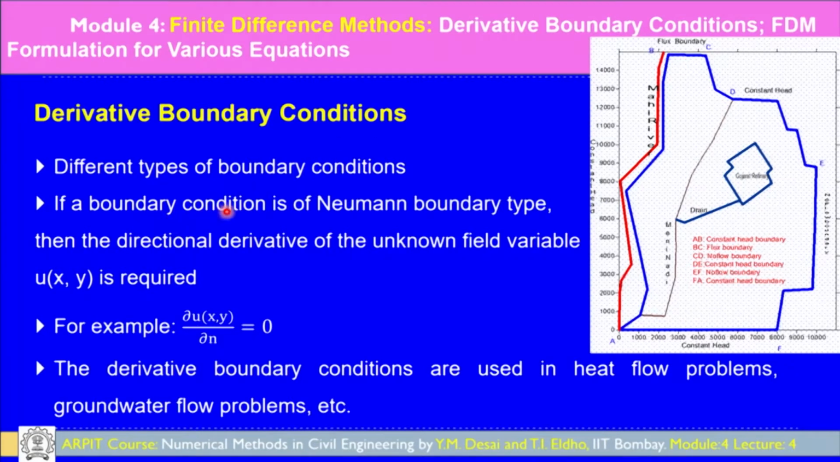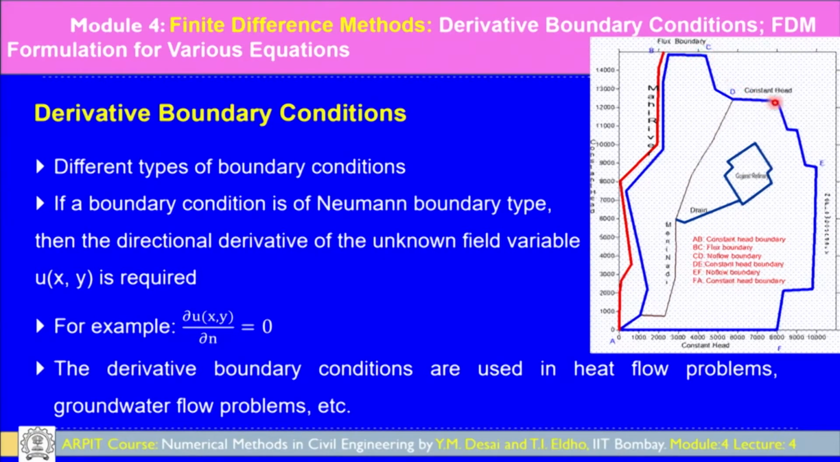If a boundary condition is of Neumann type, that means the derivative of the function is given, then the directional derivative of the unknown field variable u(x, y) is required or given. For example, it can be del u by del n, where n is the normal direction, equal to 0 or some value. Consider this aquifer problem: here this is the Mahi river, and here some flux boundary comes. So, this is a Neumann boundary.